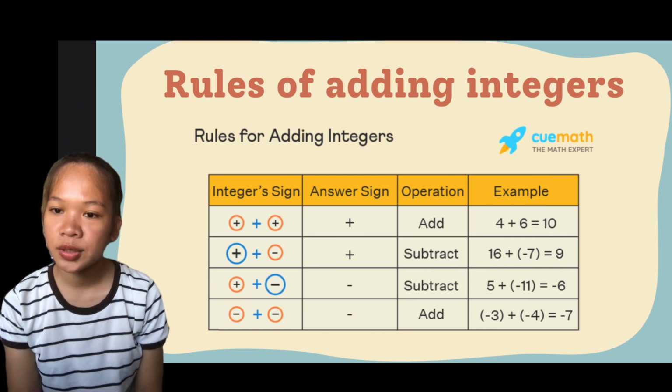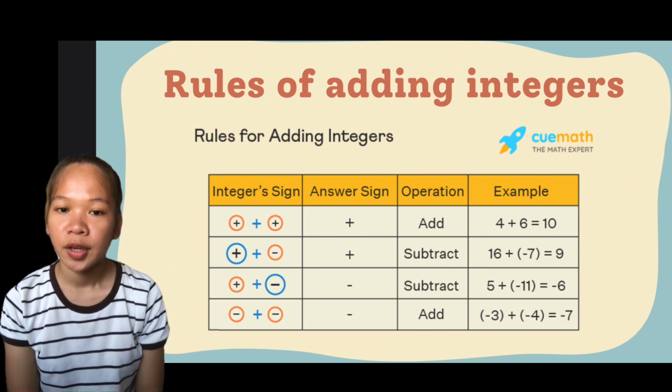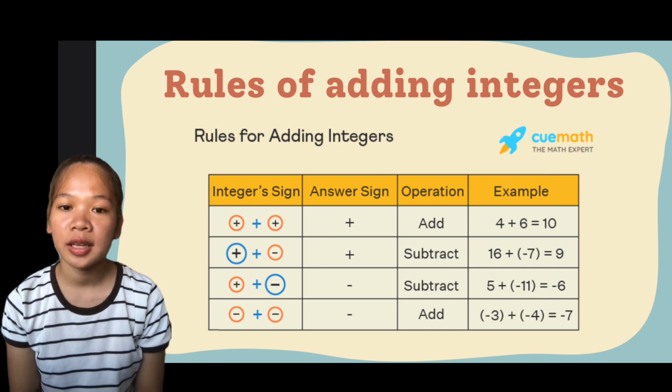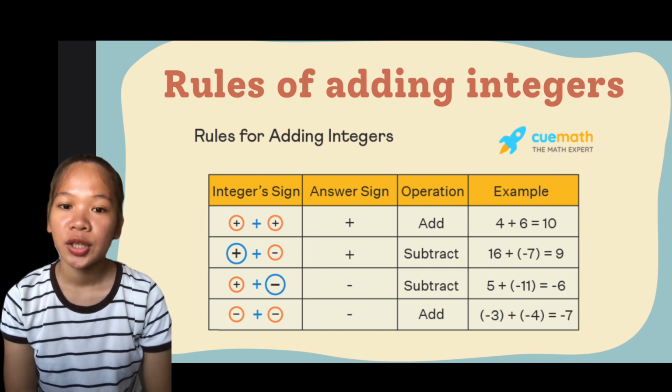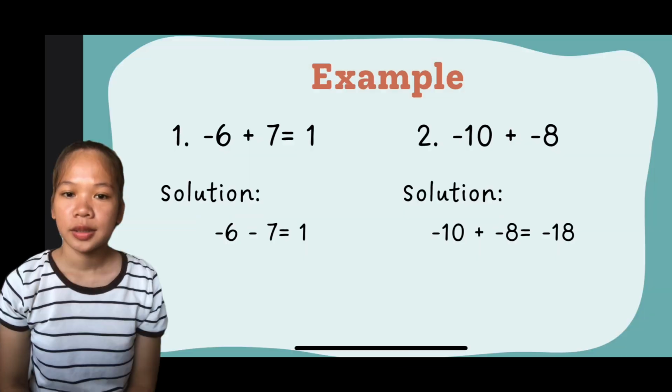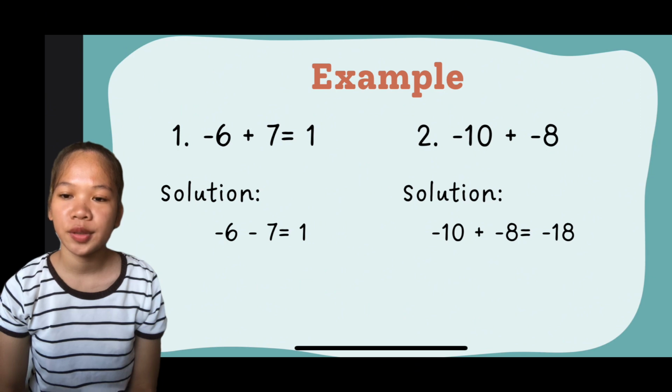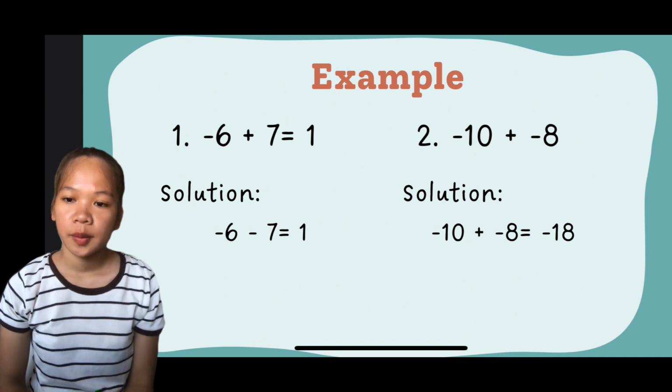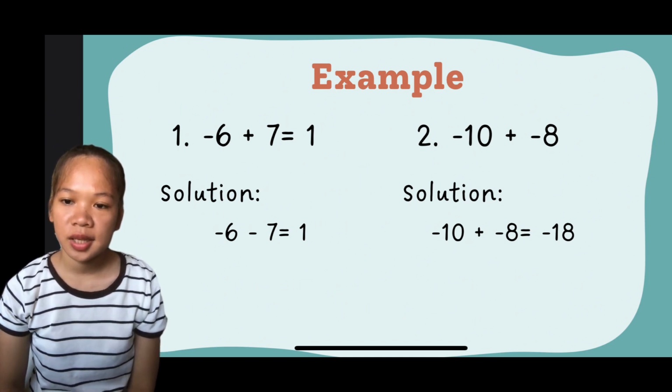And that's also the rule for negative plus negative: you just add them, and then you follow the negative sign. So, we have here an example. Number 1, we have negative 6 plus 7 equals 1.